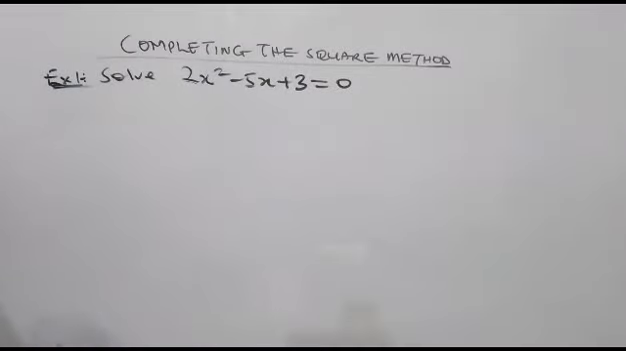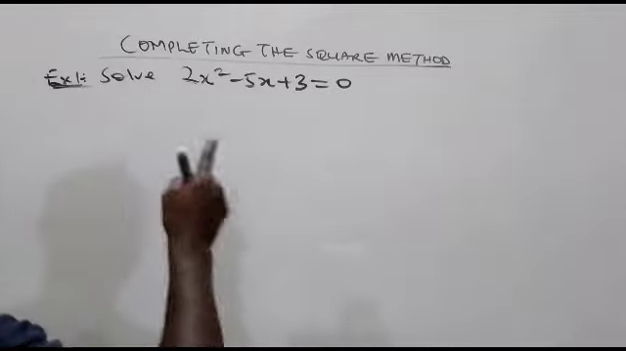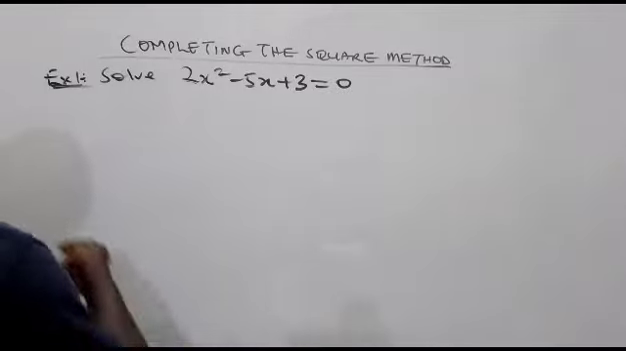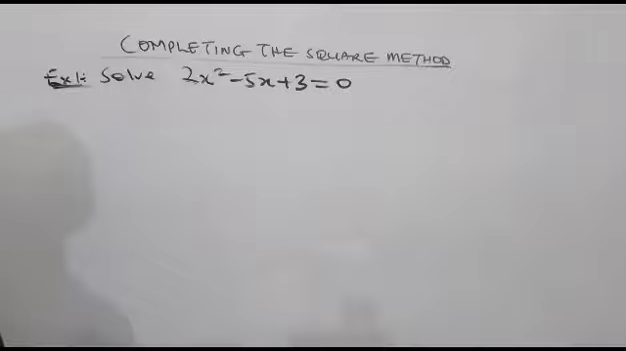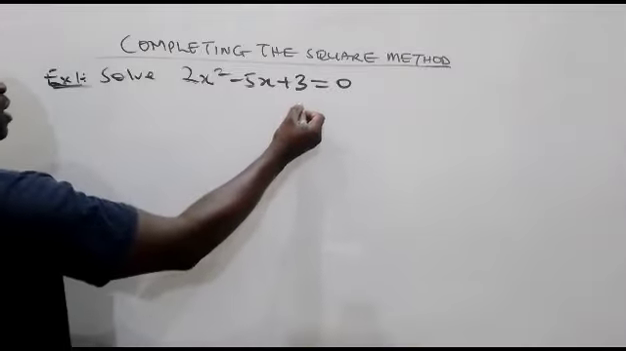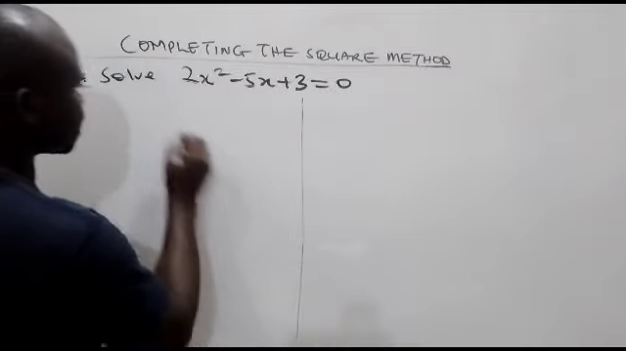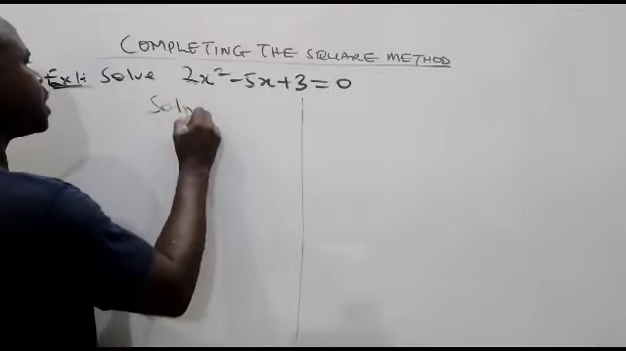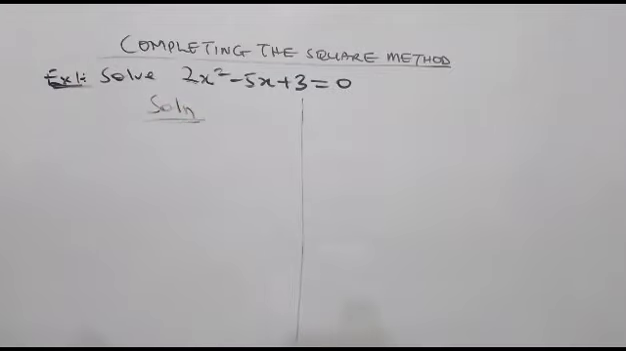Today we want to look at the method of completing the square, which is one of the methods that we use to solve quadratic equations. Let's look at this example. This is the given quadratic equation. We now want to use the method of completing the square to solve this particular problem. So how do we get the solution to this problem using the completing the square method?